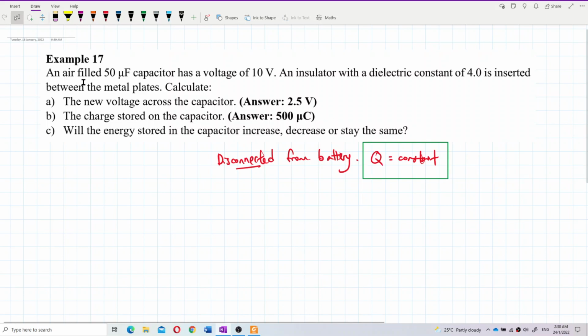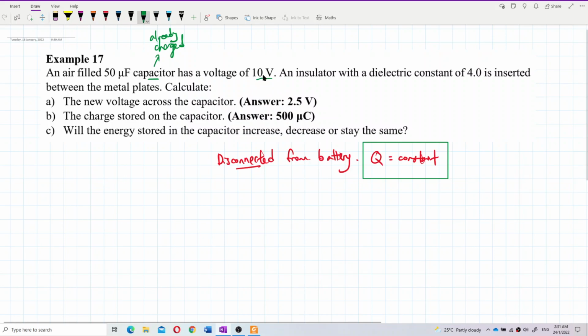What I can say is this capacitor is already charged, because it already has an initial voltage of 10 volt. Anyway, how much charge is it? We can calculate using the formula Q equal to CV. We can calculate the charge.